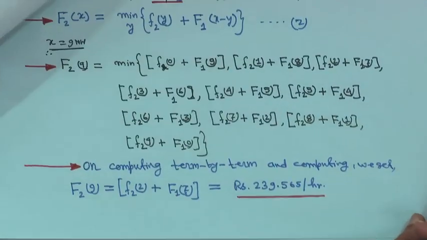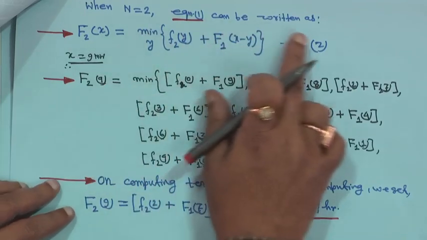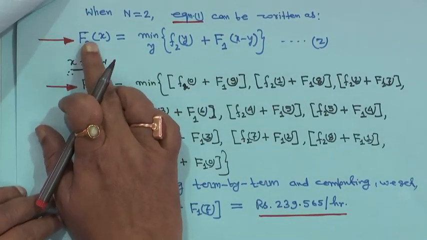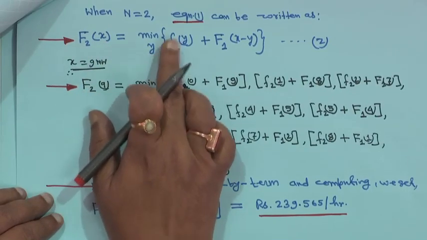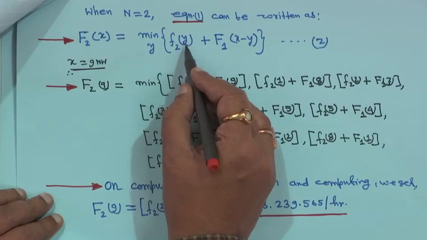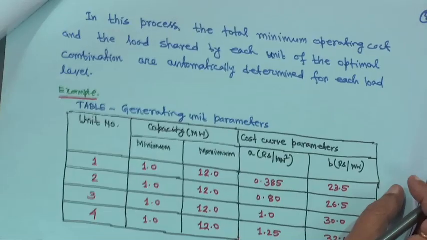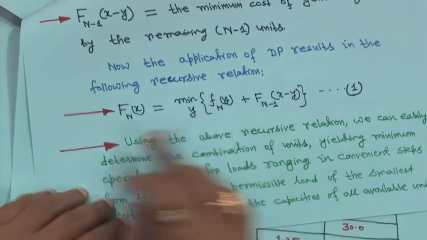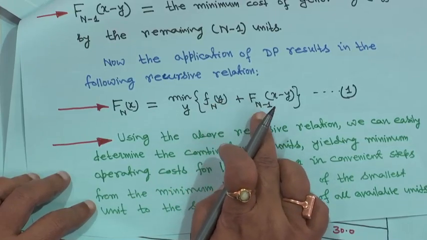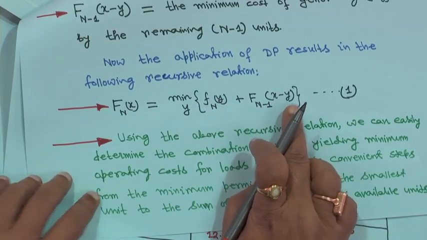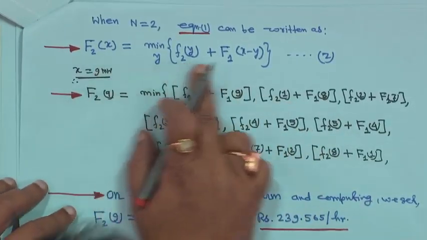So, how can one do it, when n is equal to 2, I mean 2 units. When n is equal to 2, equation 1 can be written as, it was actually capital Fnx, so n is equal to 2, so it is F2x is equal to the minimum over y of small f2y, because n is equal to 2, plus n minus 1, that is 2 minus 1, F1 of x minus y. So, this is equation 1. Same thing we are putting here, equation 1 with n is equal to just 2, that is all.